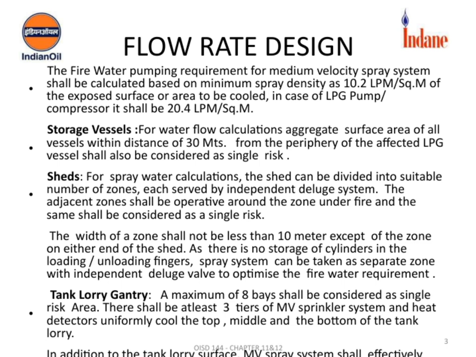For sheds, the approach is slightly different. The shed can be divided into multiple zones, each served by an independent deluge system. The key here is that adjacent zones should stay operative around the fire zone, effectively acting as a single risk. The width of each zone should not be less than 10 meters, except for zones at either end of the shed. Since loading and unloading fingers do not store cylinders, their spray systems can be designed as separate zones with independent deluge valves, helping to optimize water use.